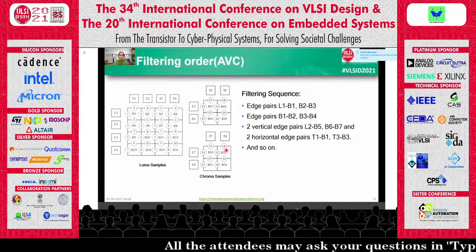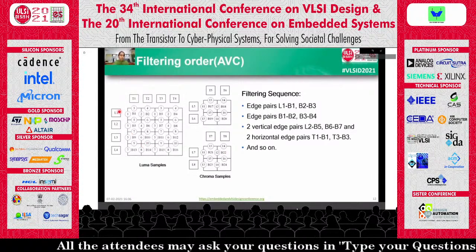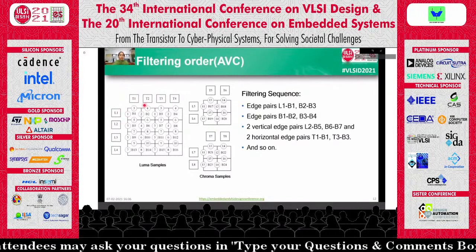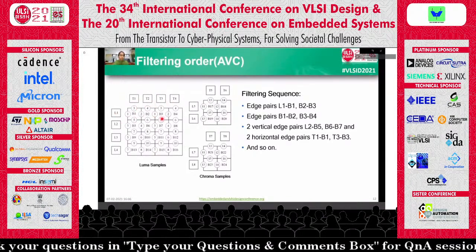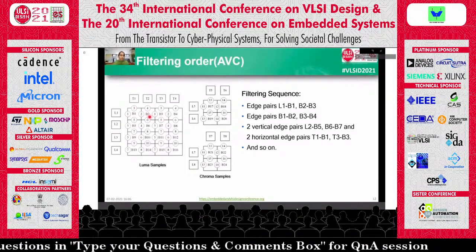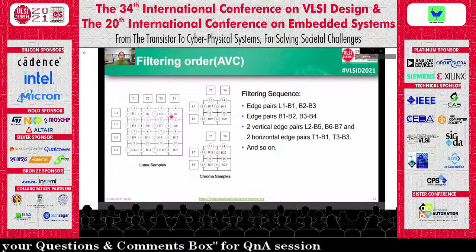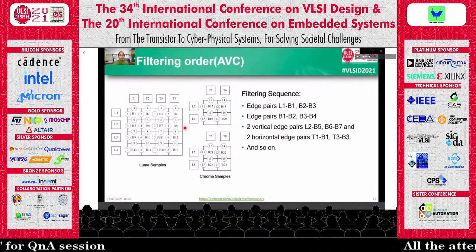This is the proposed filtering order for the AVC filter standard. The L blocks on the left are the left edge blocks and T blocks are the top edge blocks. During the first clock cycle, edge pairs L1, B1 and B2, B3 are filtered. During the second clock cycle, edge pairs B1, B2 and B3, B4 are filtered. During the first 2 clock cycles, only 2 edge pairs are filtered because if we try to process 4 edge pairs, it will lead to data overwrite.